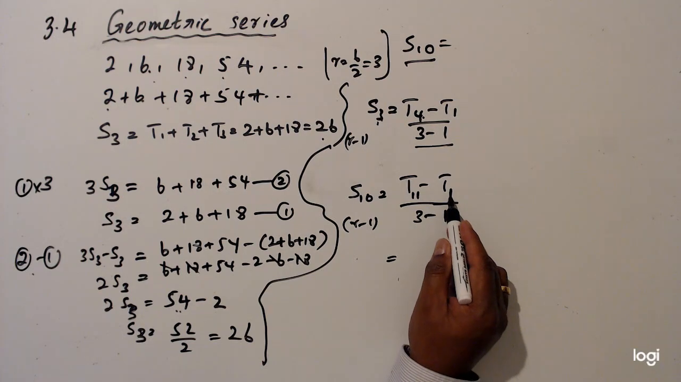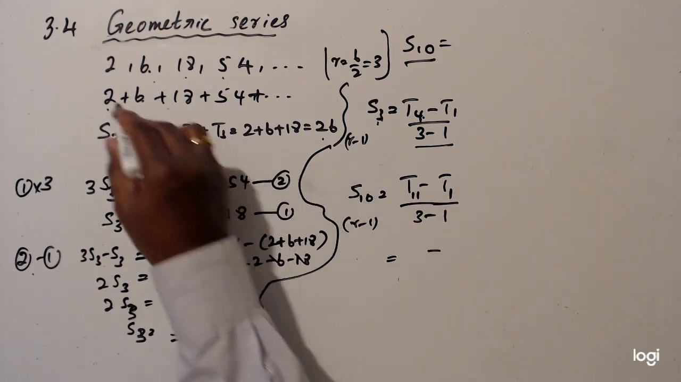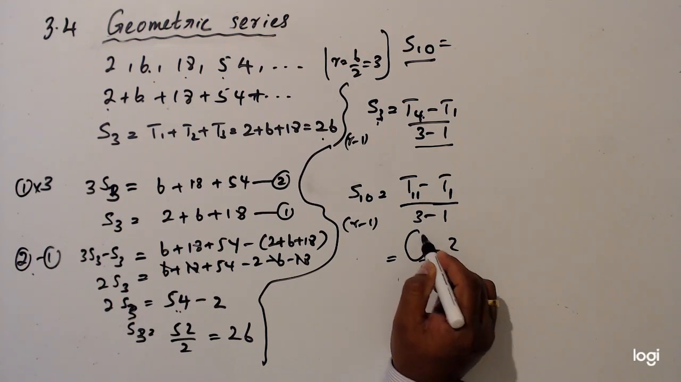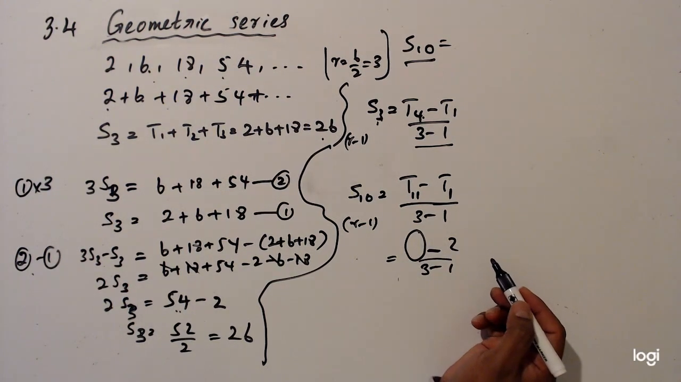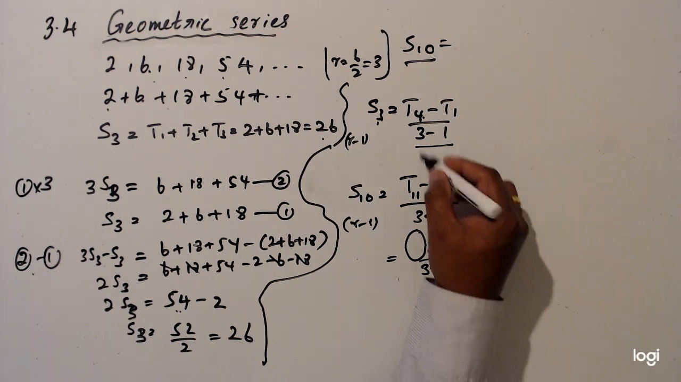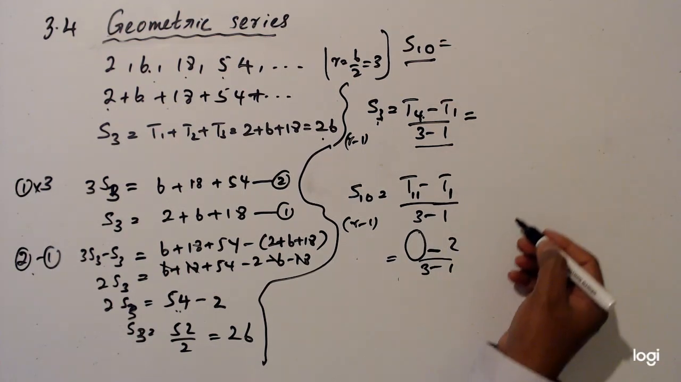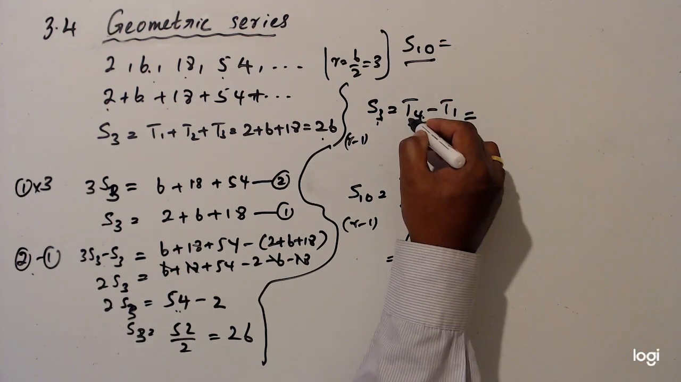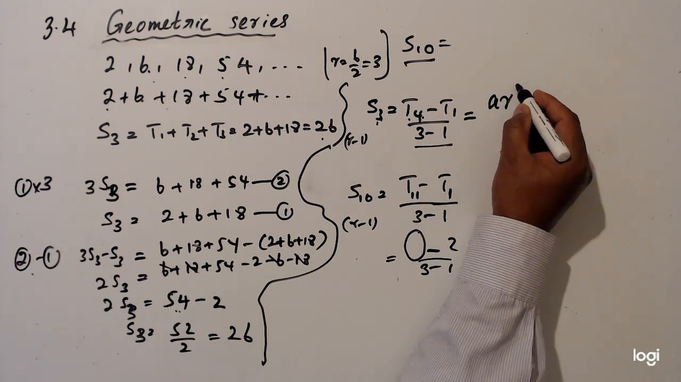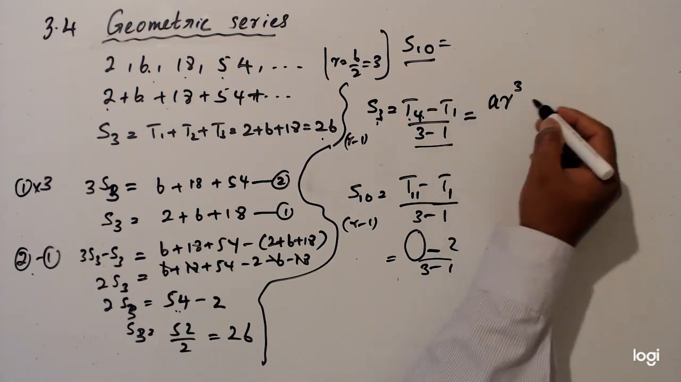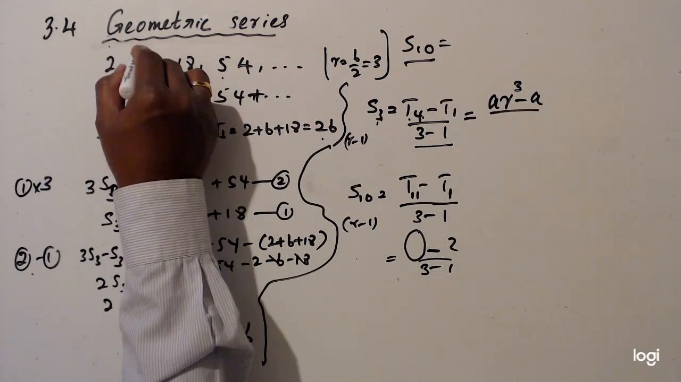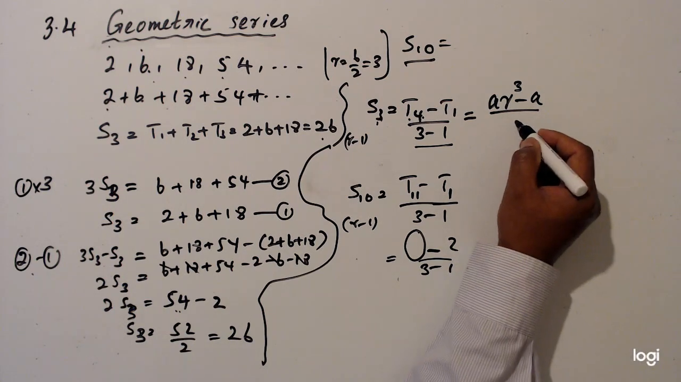T1 we know actually. T1 is 2. This is 3 minus 1, 2. Now T11 is the issue. So instead of now writing like this in terms of T, we will turn this into a different way. So T4 I can write, fourth term we know we can write AR^3. And first term we know that is usually A. This is AR. And this is R minus 1.